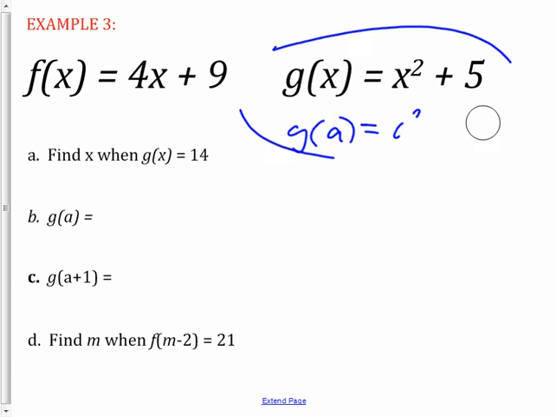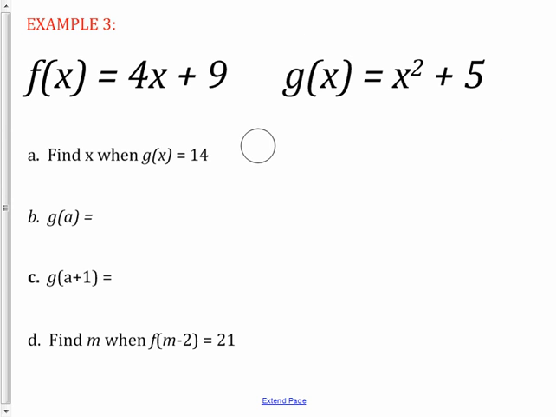Try to do it. See if you can do it without me. Circle it when you're done. You do not have to multiply it all the way out. Yes, nice job.